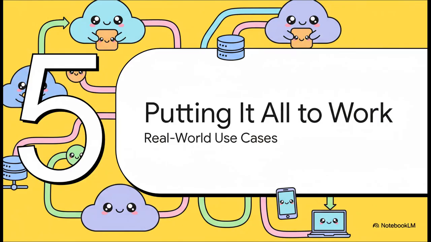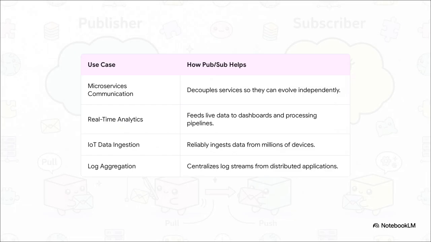Okay, enough theory. We've covered the what and the how. Now let's see how this all comes together in real-world solutions that companies are building every single day. I mean, just look at this table. The use cases are all over the map. For microservices, it lets different teams work on their own services without breaking everybody else's. For real-time analytics, it's the main artery pumping live data into dashboards. For the Internet of Things, it can reliably drink from the fire hose of data coming from millions of tiny devices. And for something like log aggregation, it just centralizes everything into one clean stream. It is a true Swiss Army knife.